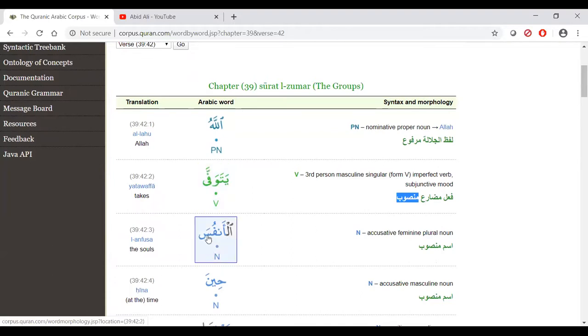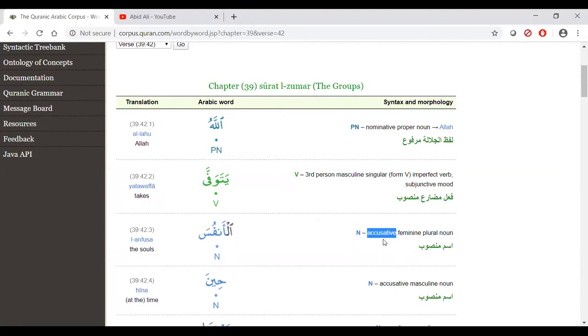Look at this one, al-anfusa. Is anfusa a noun or a verb? Nafs. Al-anfus, or al-nafs. Now look at this: accusative feminine plural noun. What does that mean? What is accusative telling me? That it is a jar. Because action is done on that. Like it's the object, the object of the doer.